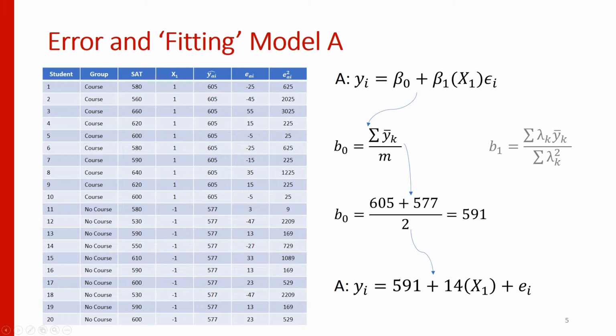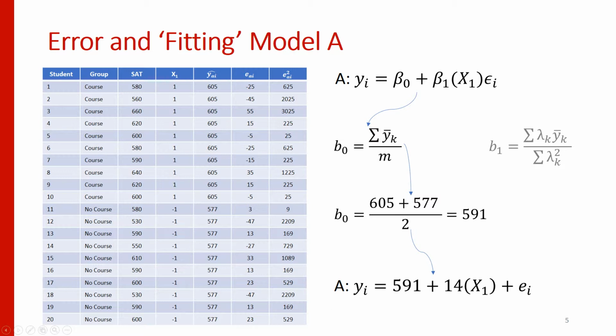When our means are not equal, right, this won't necessarily be the mean of all the numbers, but it will always be the mean of the two group means. Okay, so that's important. So 591 is the mean of the two group means, and then if we're in the course group, we're going to add 14 to that, right? We go up by 14 because we're multiplying it by 1. And if we're in the non-course group, we're going to subtract 14 from that, because if you're in the non-course group, we're going to go down by 14.